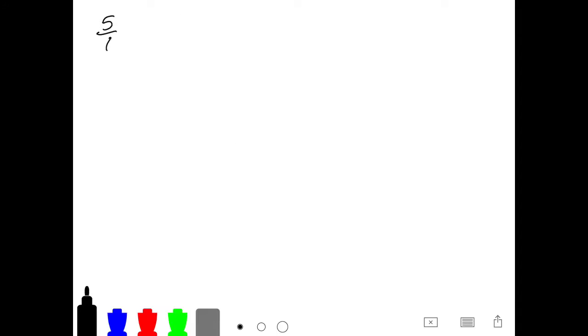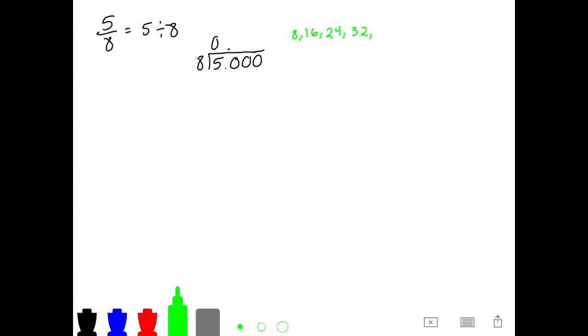Our next problem is 5 divided by 8. Something a little bit easier. So now you have 8 on the outside and 5.00 on the inside. Bring up the decimal. 8 goes into 5 0 times, but 8 goes into 50. Let's write out the multiples of 8. You have 8, 16, 24, 32, 40, 48. So that's 1, 2, 3, 4, 5, 6. 8 goes into 50 6 times.